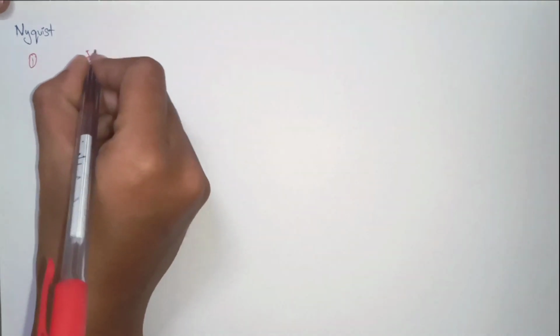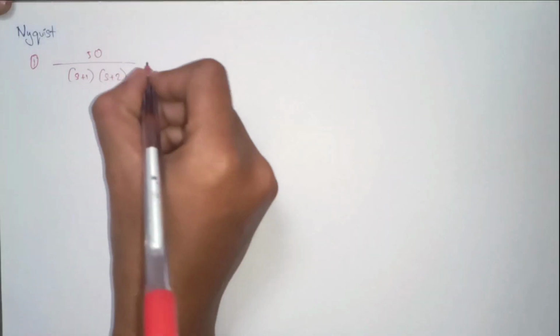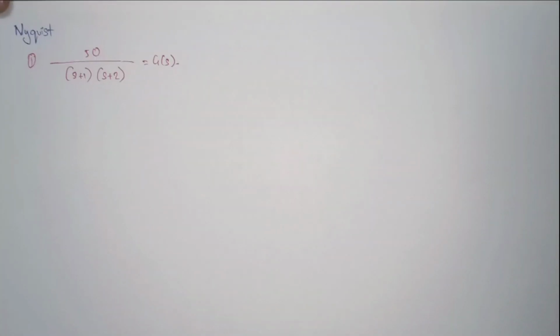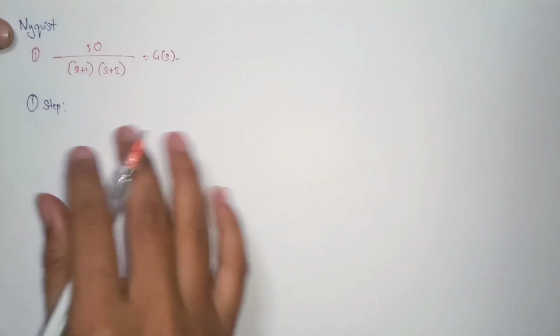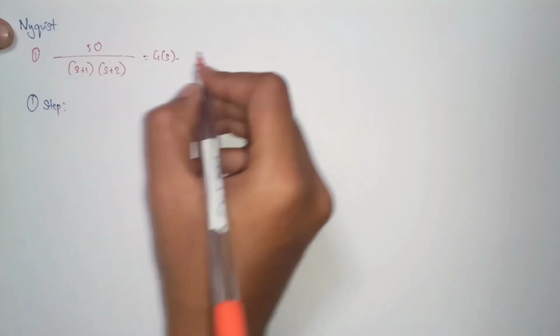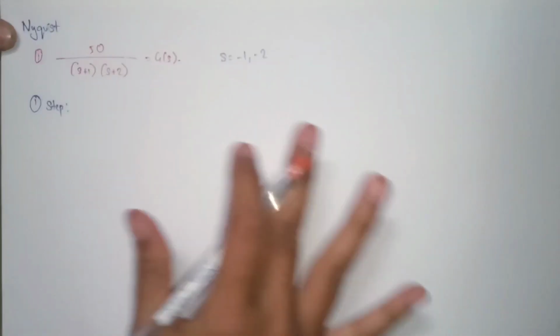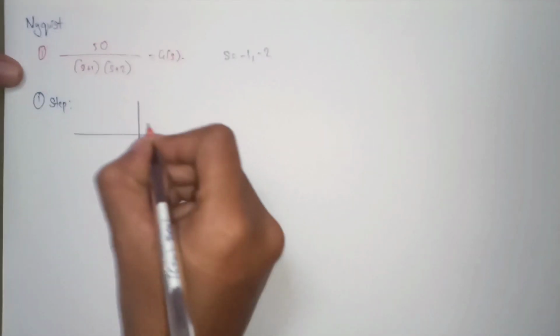So let's take one question for Nyquist plot, that is 50 by (s plus 1)(s plus 2). This is the open-loop transfer function of a system and we are going to draw the Nyquist plot of this system. As the first step says, we will draw a contour based on the number of poles. I mean, whether the poles are lying on the origin or not. Here you can see that the poles are at -1 and -2. There is no pole lying on the origin. So we will draw the contour like this.